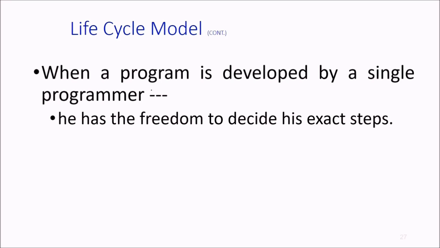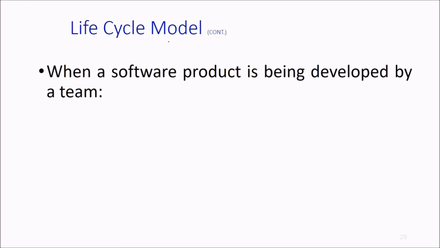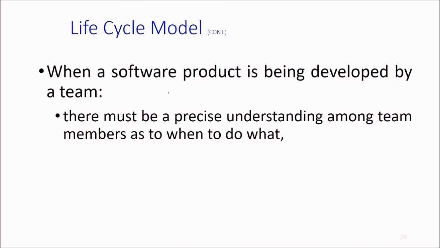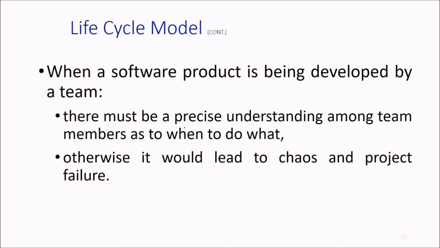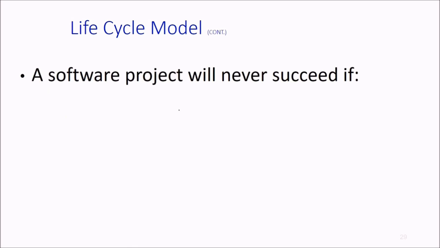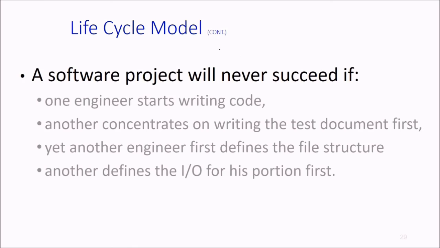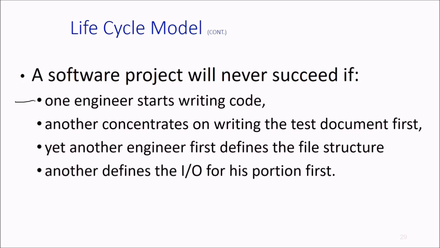So when a program is developed by a single programmer, he has the freedom, or the luxury, to decide his exact steps. But when the software product is developed by a team, then there has to be a very minute and precise understanding among the team members as to when to do what. Otherwise, there will be chaos or failure. A software project is never going to succeed if one engineer starts writing code in his own style, without worrying about the life cycle.